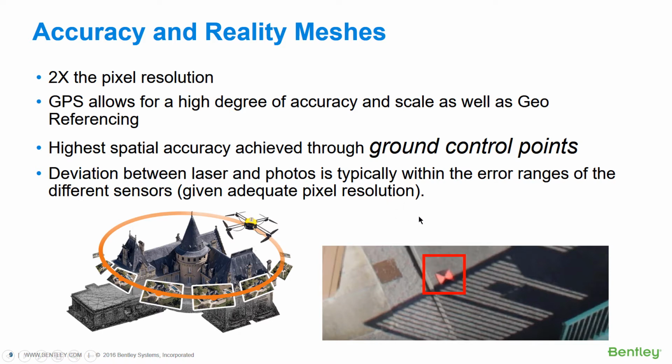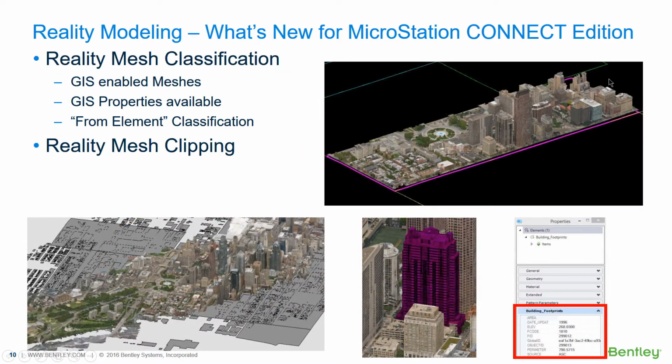And honestly, today with the 8K cameras, even the 4K cameras, the difference between lasers and laser scanning and photography is honestly within the error range of the sensors, given that you have adequate pixel resolution, enough pixels. So, we're on the verge here of actually being able to replace laser scanning with photographs. So much easier. So, what's new for MicroStation Connect Edition reality modeling?